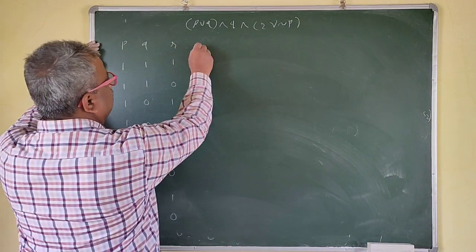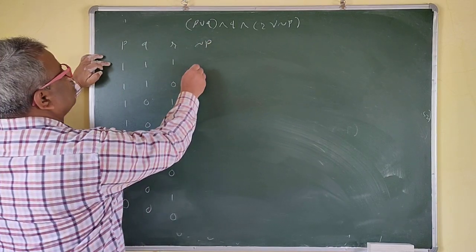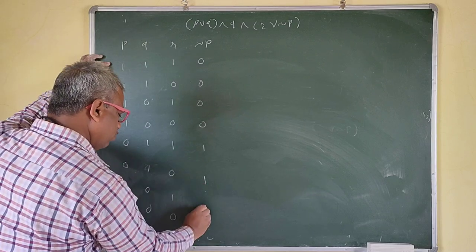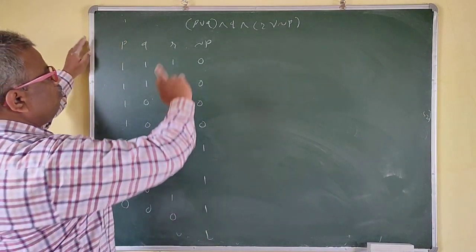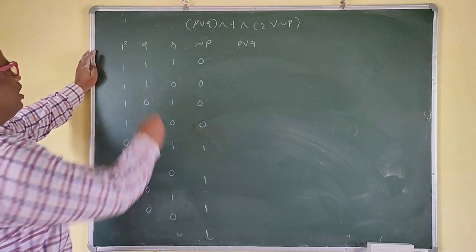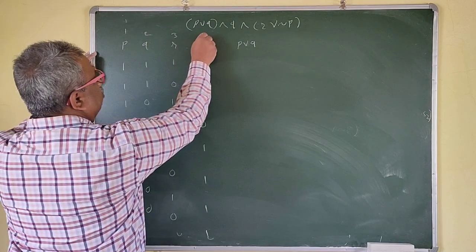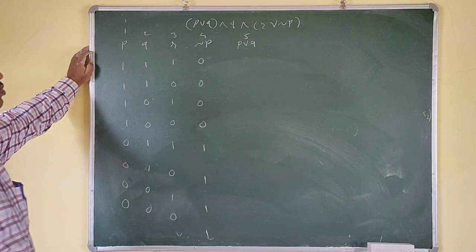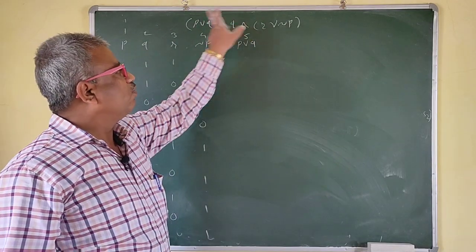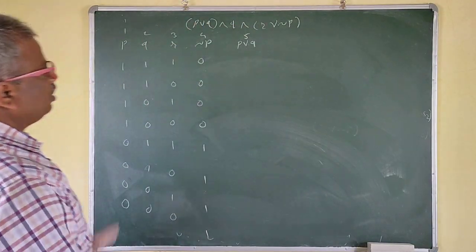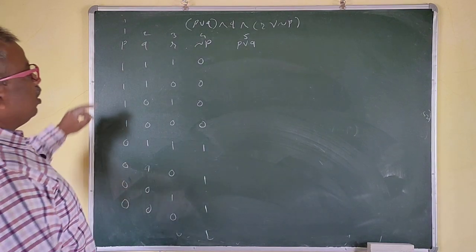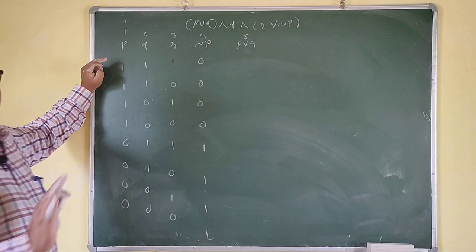Wherever there is negation P, we'll write negation P. So this is 0 0 0 0 1 1 1 1. Now we'll take them one by one: P or R, Q. We'll number the columns 1, 2, 3, 4, 5. First we'll do this one, then we'll connect it with this one because "and" is there. Now, R means what? You have to take the sum, right?